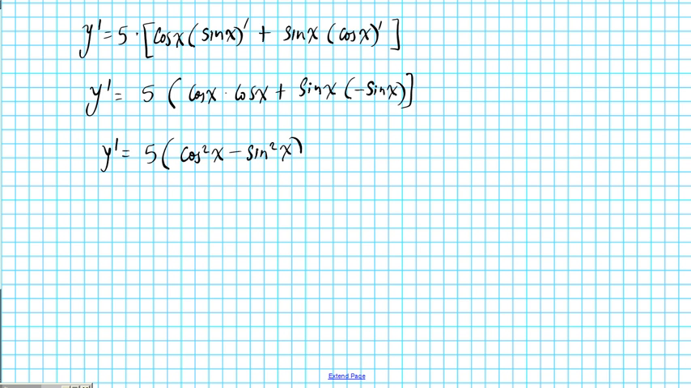Now, if you think back to trig, remember this is the double angle identity for cosine, right? So remember the identity, cosine 2 theta equals cosine square theta minus sine square theta. This is one of the three variations of the double angle identity for cosine. So I'm just going to substitute cosine 2 theta for this difference of squares right here. So we're going to have y prime equals 5 cosine 2 theta. And that's our final result.